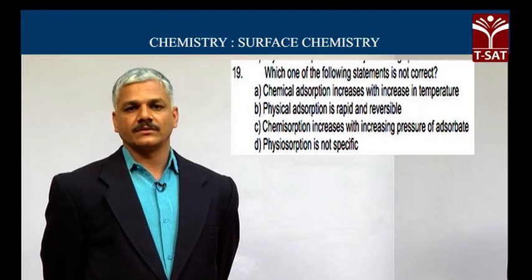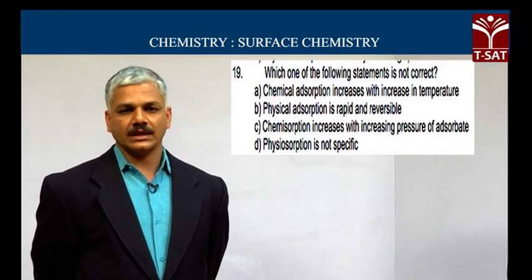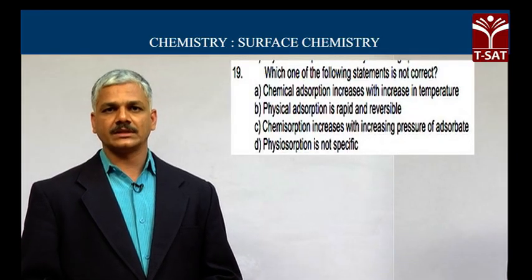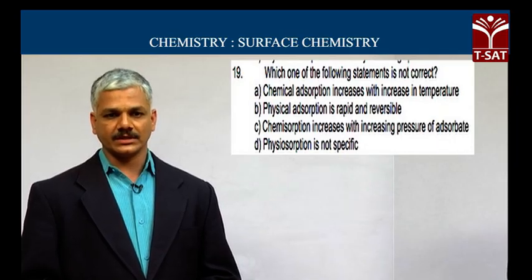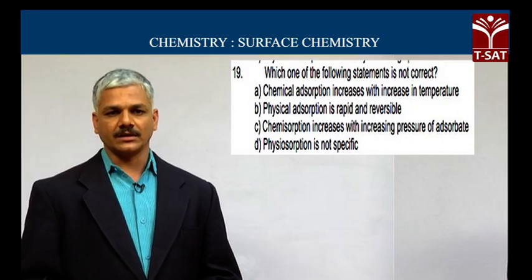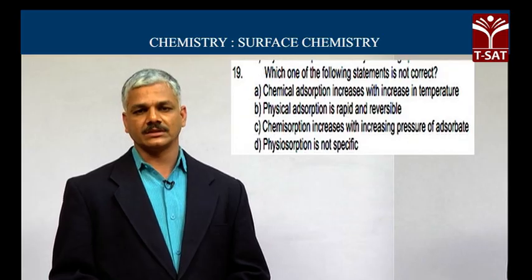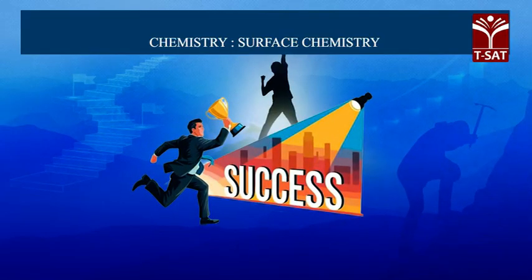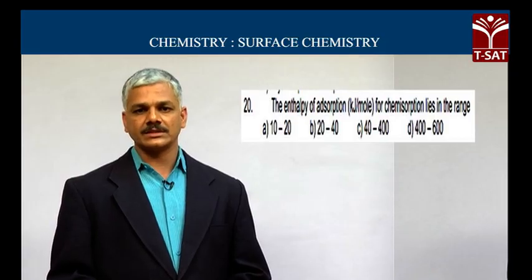19th question. Which one of the following statements is not correct? Given options are A. Chemical adsorption increases with the increase in temperature, B. Physical adsorption is rapid and reversible, C. Chemisorption increases with the increasing pressure of adsorbate, D. Physisorption is not specific. The correct option is A. Chemical adsorption, even though initially increases with increase in temperature, after some time finally decreases with the increase in temperature.